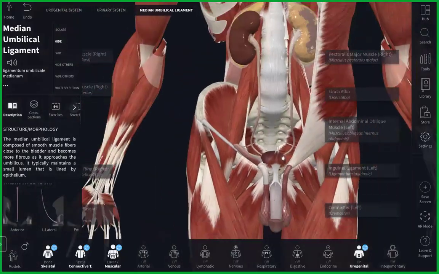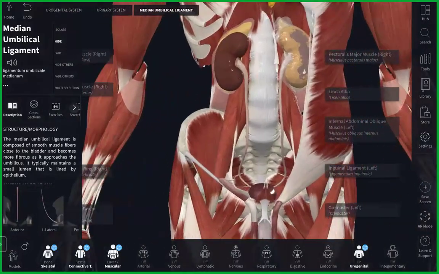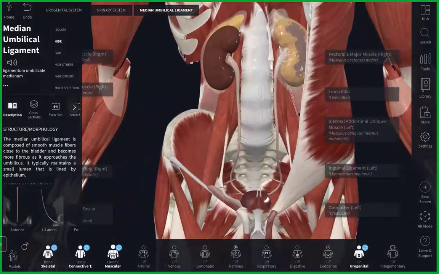So now I'll be adding the abdominal organs and showing you all the important organs from abdomen and pelvis. Let me add digestive.